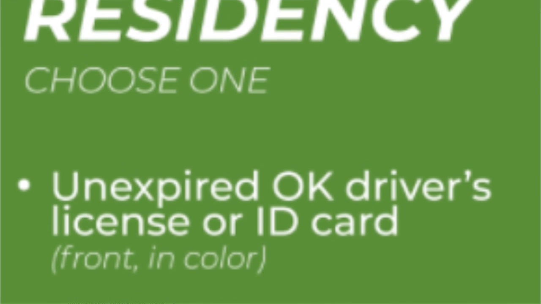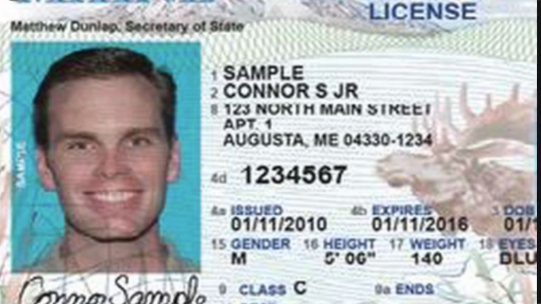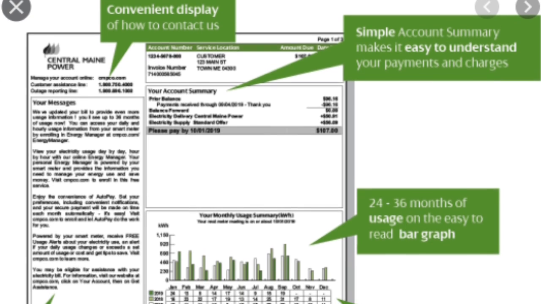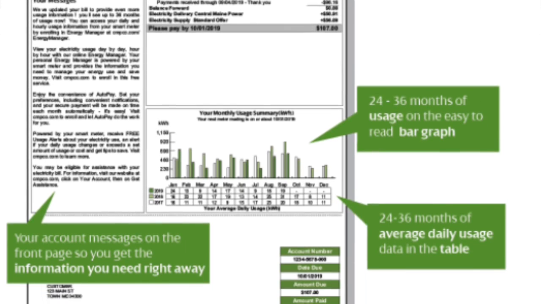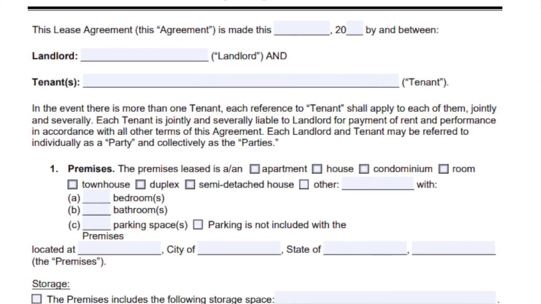Examples of the 2 proofs of residency could be a driver's license with a current address, a copy of your electric or heat bills, a copy of a house mortgage or a lease or rental agreement.